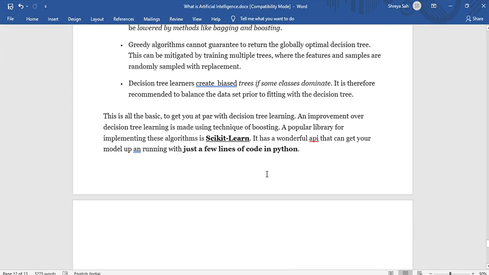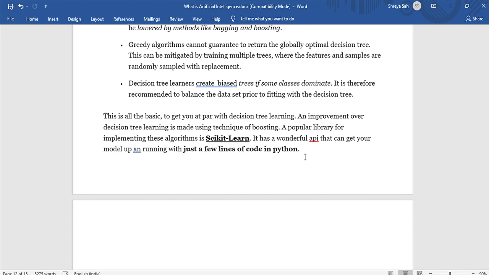Now, this is all the basics which we talked about in this video to get you at par with decision tree learning. An improvement over decision tree learning is made using the technique of boosting. A popular library for implementing this is scikit-learn. It's an important library in Python. So if you learn about scikit-learn, you will be able to understand decision trees better. And Datamonk has a video on scikit-learn.